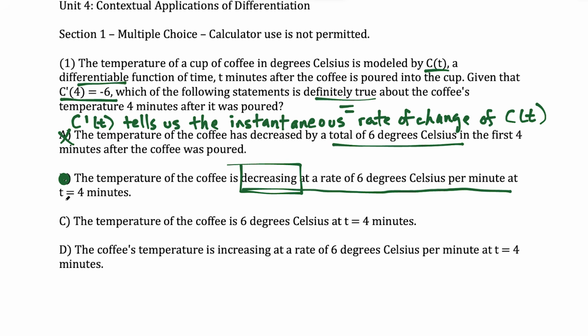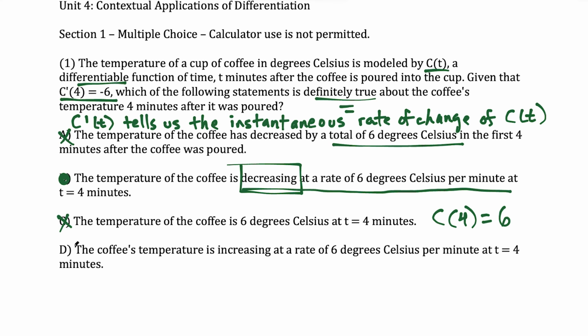Choice C is no good because it's saying the temperature of the coffee is 6 degrees Celsius at t equals 4. That would be true if we had something like, let me just write this out nicely, if we had C of 4 is equal to 6, then choice C would be true, but that's not what we were given here. We were given C prime of 4 equals -6.